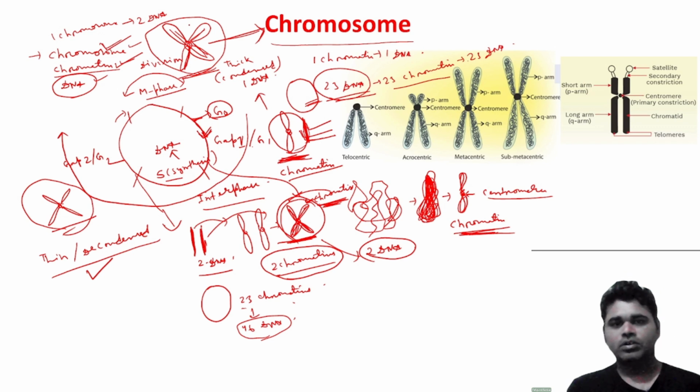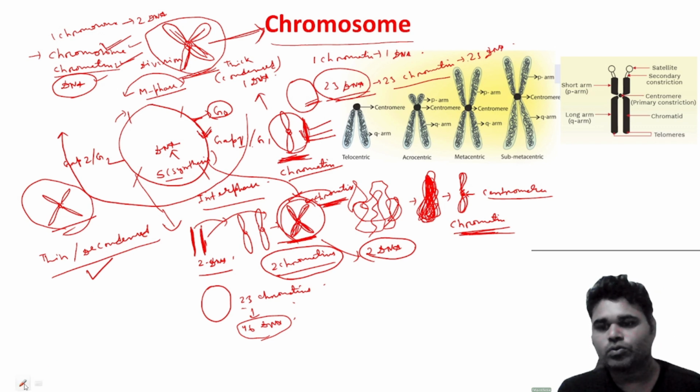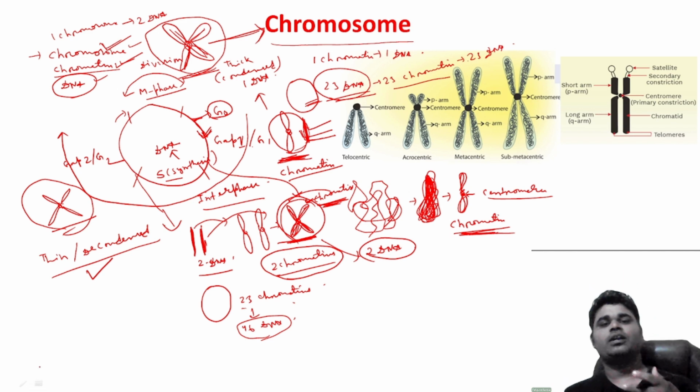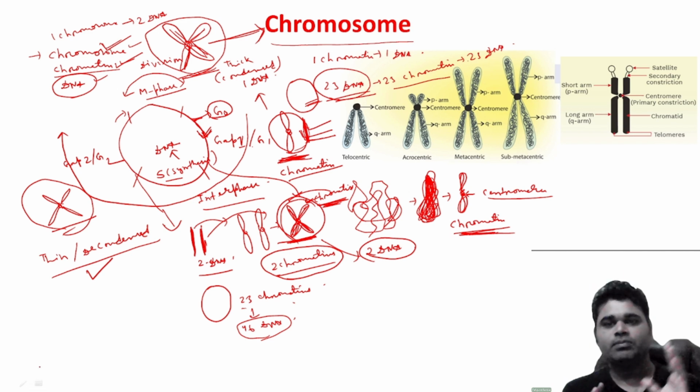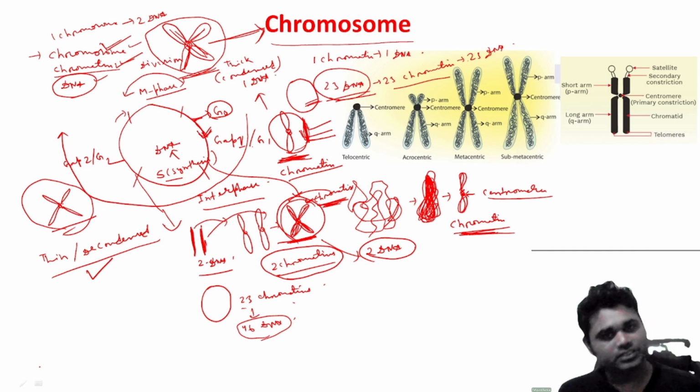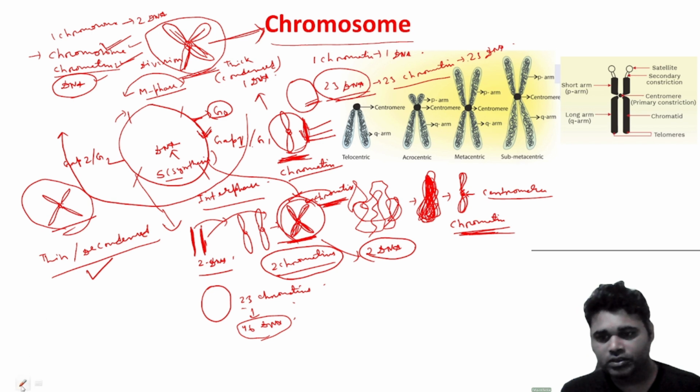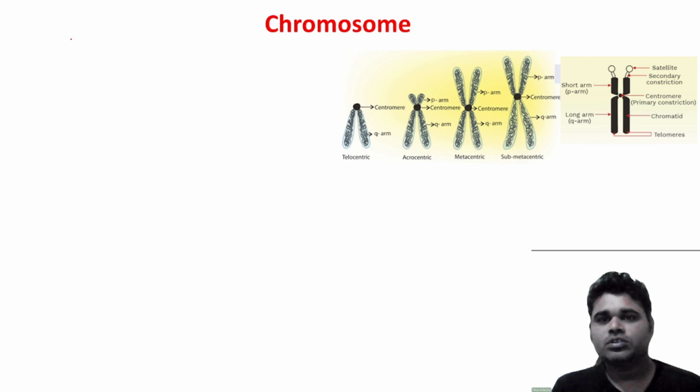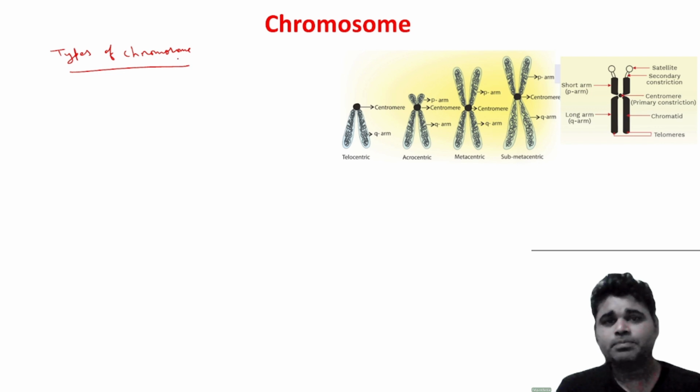So now come to what are the different types of chromosomes. Whenever I say chromosome, you can imagine that it is the chromatin that is present during the M phase or the division phase. So now come to the types of chromosome. There are 4 types of chromosomes present.